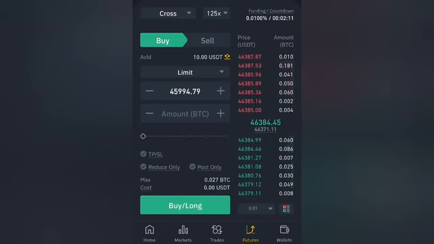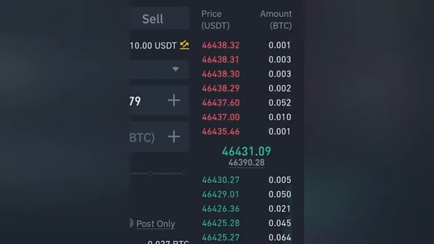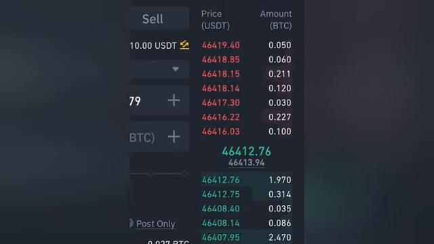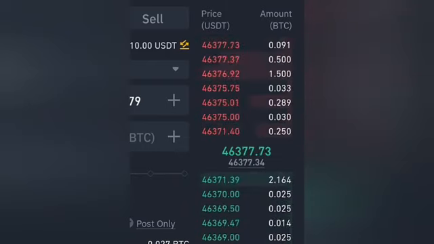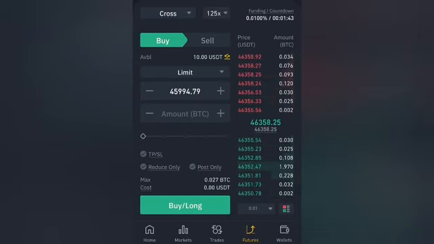If you look at the right side of this platform, you would see the order books. This shows people that are willing to buy and willing to sell at different prices with different quantities. The way they do that is by these two tabs right here. As you can see, there is buy and sell.